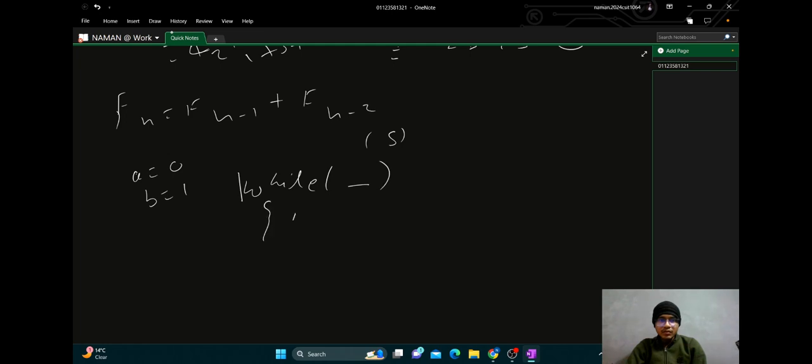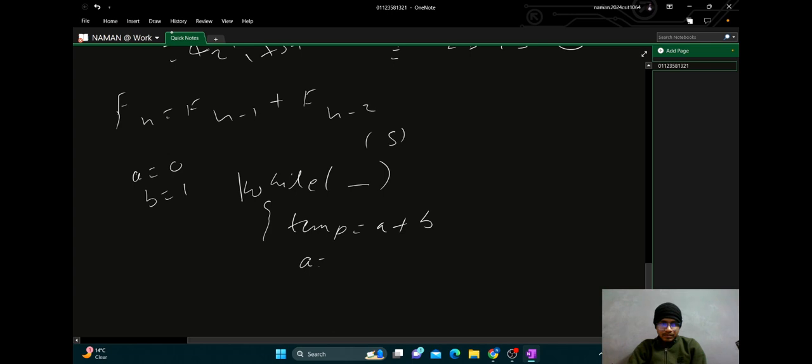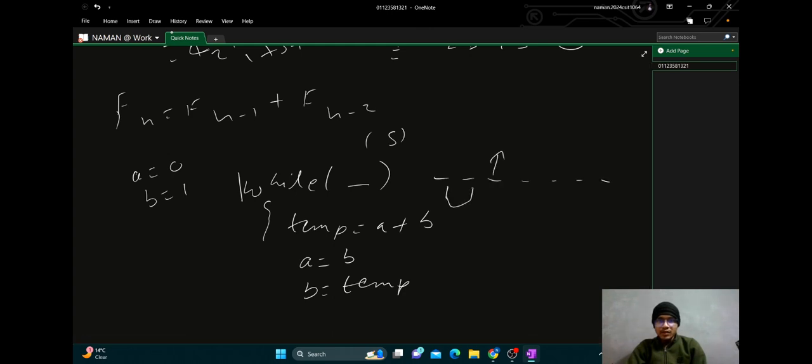And here you will set temp equal to a plus b. Then the current numbers will be swapped. So a will become b, so a equal to b and b equal to temp. It is like this. You have these two numbers and you have to find this number, it is temp. So this number was initially b and this number was initially a. So a will become b, a equal to b, and b will become temp, so b equal to temp.